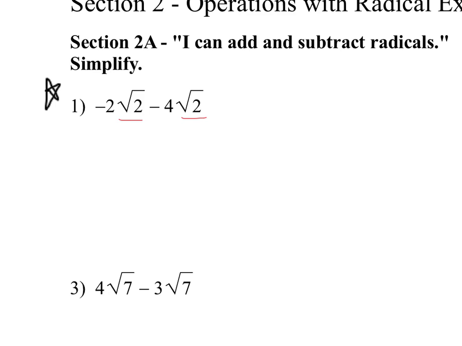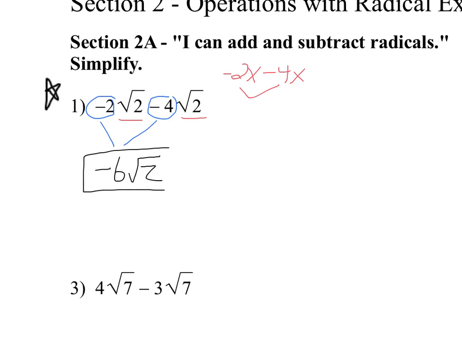So we would approach it as if we had a negative 2x minus 4x, which of course we realize are like terms. My point being that we really just add or subtract the coefficients. In this case we are adding a negative 2 plus a negative 4, or negative 2 minus 4, and we get negative 6. Now we're just adding and subtracting like terms, so the root 2 doesn't change. So we have negative 6 root 2's.